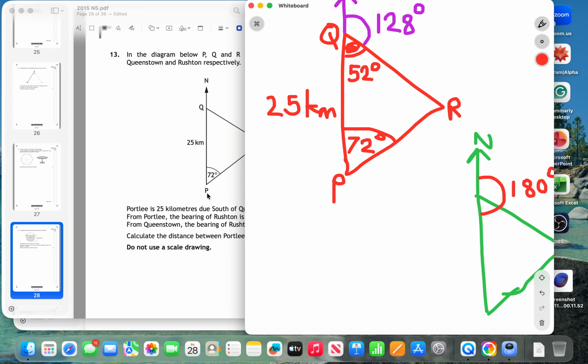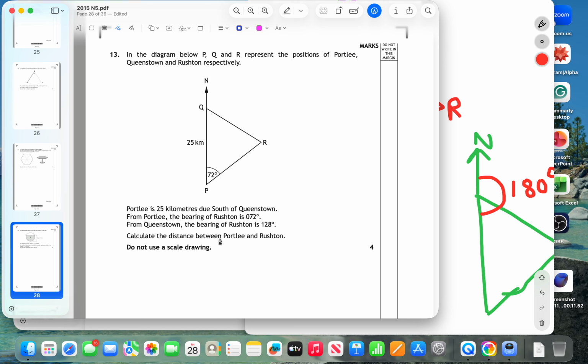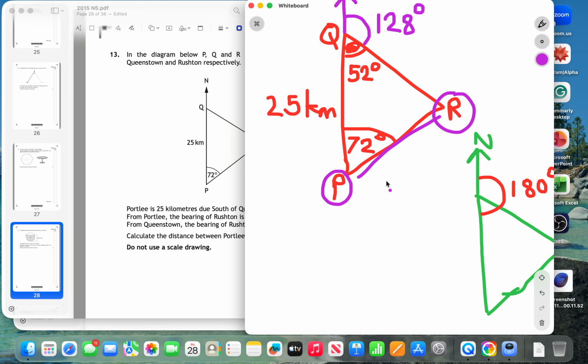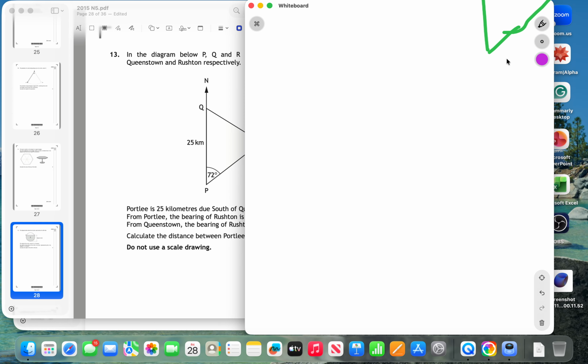And it asks us to calculate the distance between Portley and Rushden. So you need this length, and it's this. You can think about this as trigonometry is an easy way to think about this, and I'm going to draw another shape. I know there's a lot of pictures in this, but that one is a bit messy, so let's do a clean one.